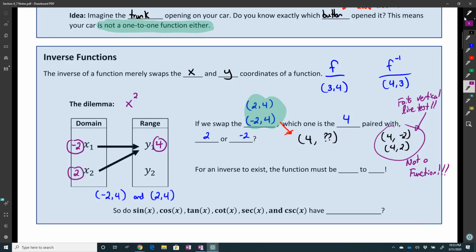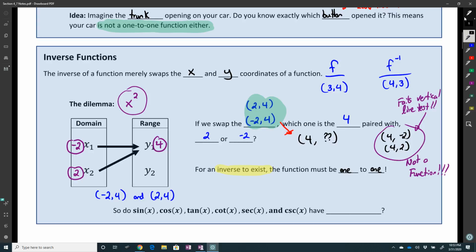Okay? So that's the dilemma. When you're swapping points, in order to swap it and have everything work out and it still be a function, then it can't be like that, where 2 x values give you the same y value. For an inverse to exist, the function must be one-to-one. I'll write out the letters one-to-one. Now, luckily, the homework doesn't go into the theory of all this, so you don't have to worry too much about it.